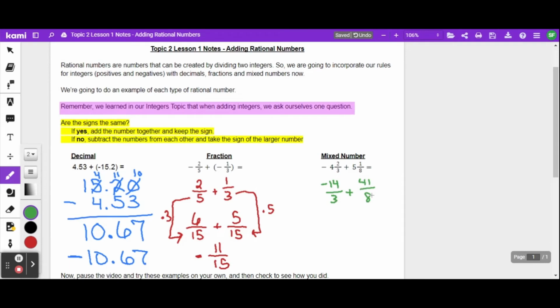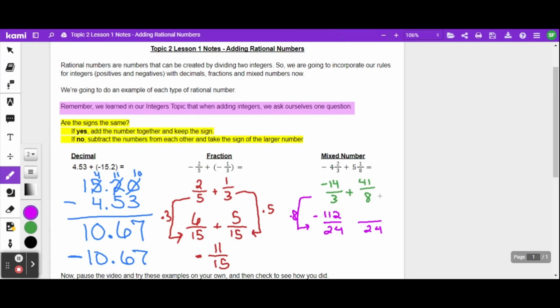Recall from some of our earlier units. Now I have two fractions. And again, anytime I have fractions, I have to have common denominators. So for me, the common denominator for 3 and 8 is going to be 24. So I know that if I multiply 3 times 8, I'm going to get 24, which means I need to multiply the negative 14 by 8, which is going to give me negative 112. Negative 14 over 3 is the same as negative 112 over 24.